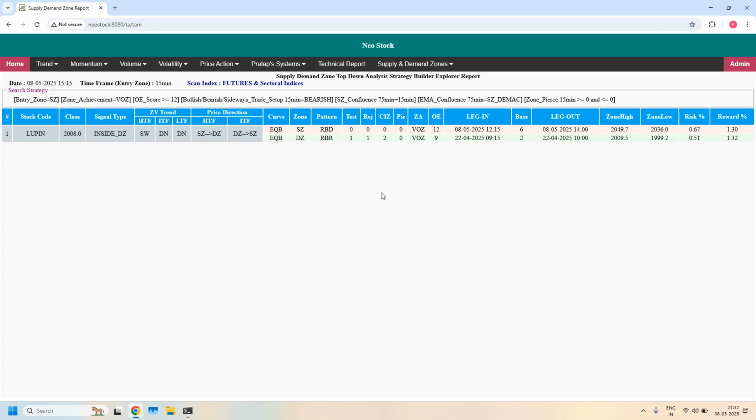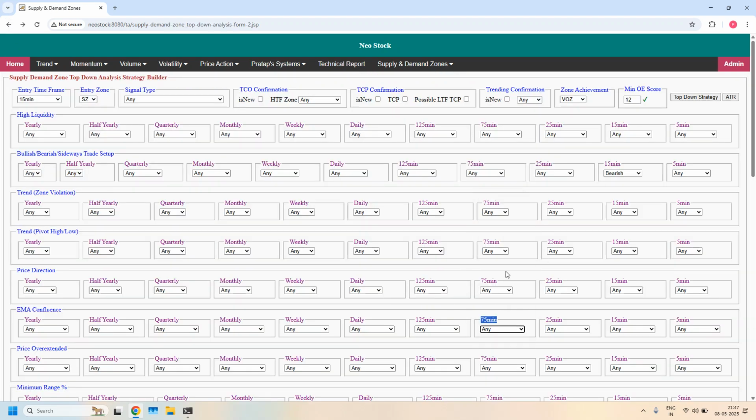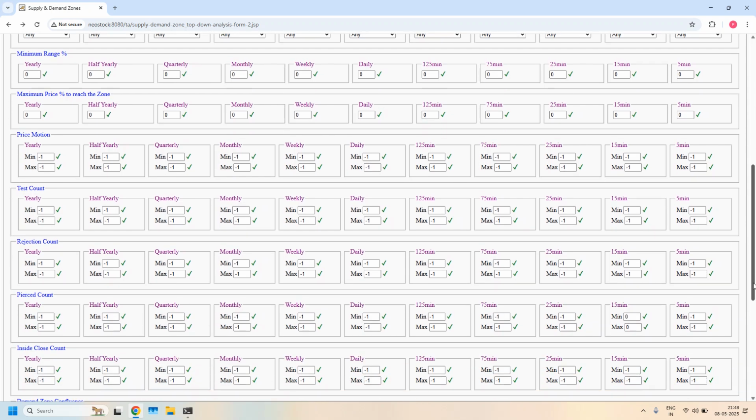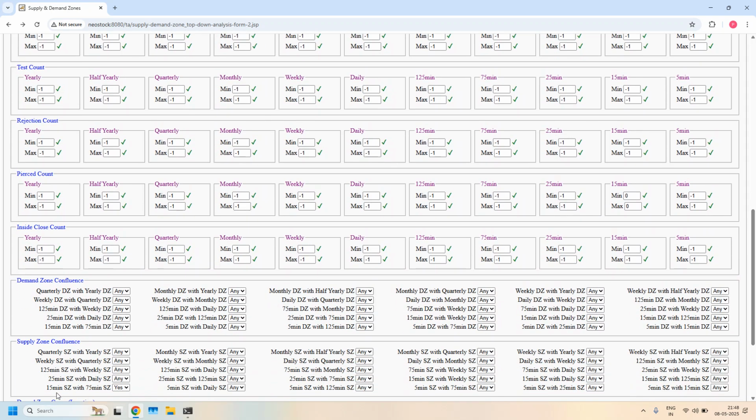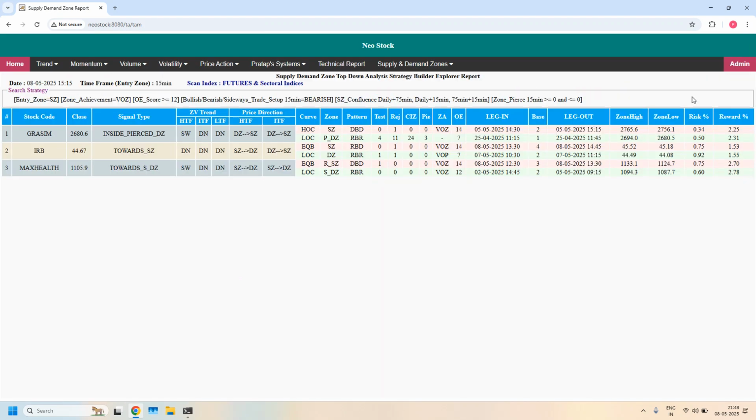Next, we will look into LTF, ITF and even HTF supply zone confluence supported stocks, removing the ITF filter. In the supply zone confluence, 3 filters we have to set. First filter is already enabled. Next, 15 and daily supply zone confluence, 75 minutes and daily supply zone confluence. With all the 3 filters, we got 3 stocks. In these 3 stocks, these 15 minute supply zones overlapped with 75 minute supply zone. Both together again overlapped with daily supply zone. But daily trend is down in only one stock.